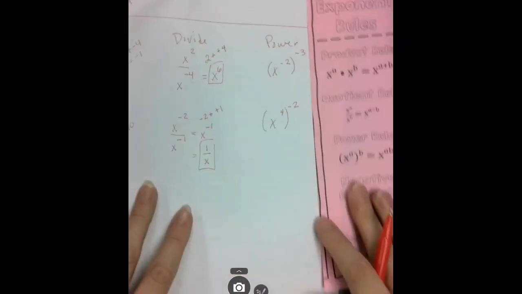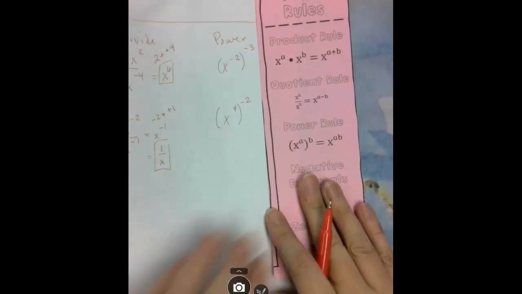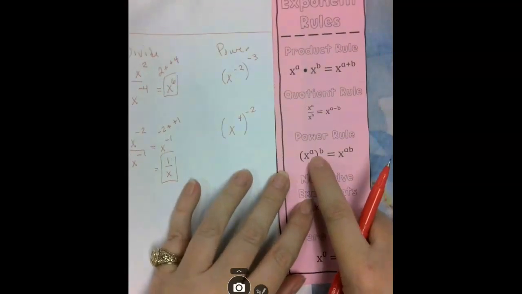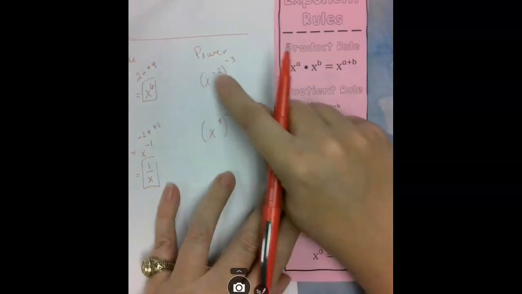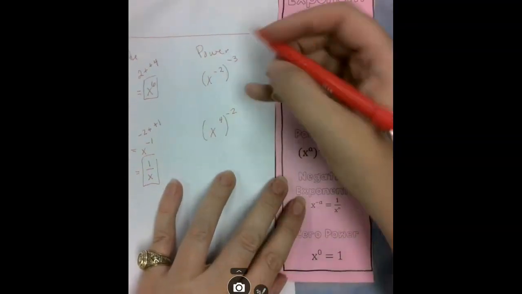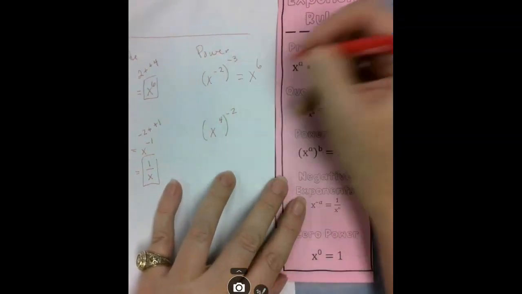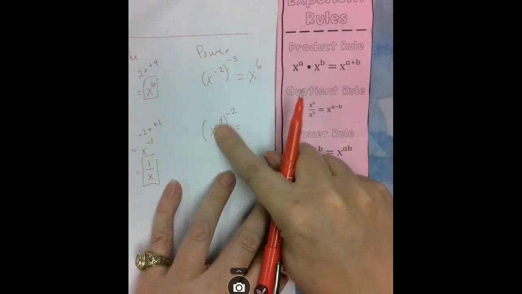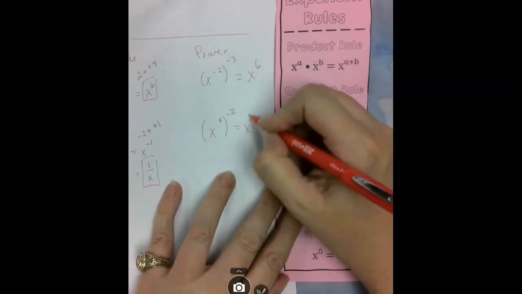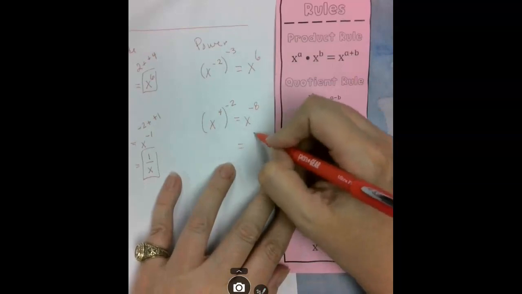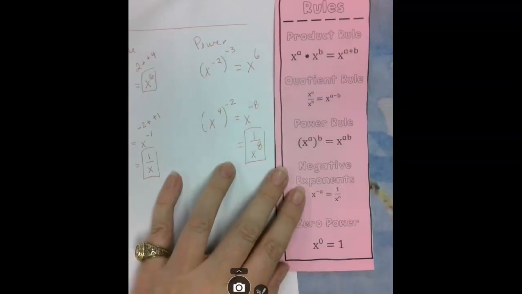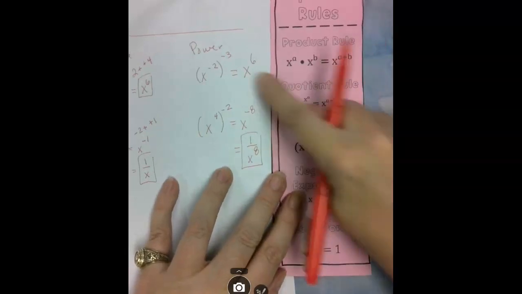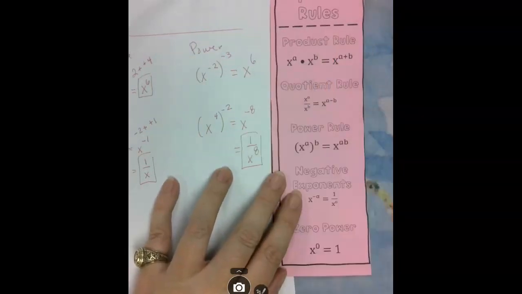And then finally we have the power rule, which here, when it looks like this, it means that I multiply my two exponents together. So here I'm going to do negative 2 times negative 3, and I'm going to get 6. Here, 4 times negative 2, I'm going to get x to the negative 8, which is really 1 over x to the 8. Just remember these rules and do your rules very slowly as you work through these.